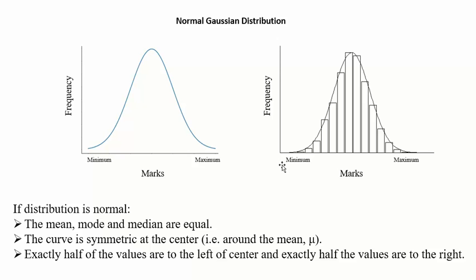If the class number is not large, we have limited class numbers, then in that case we'll see a type of bin formation like this. But in fact, this bin formation will also resemble the bell-shaped, normal Gaussian distribution curve. So these are the characteristics that are associated with the normal Gaussian distribution.